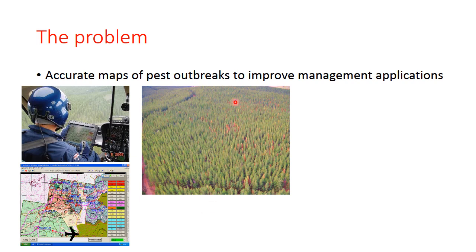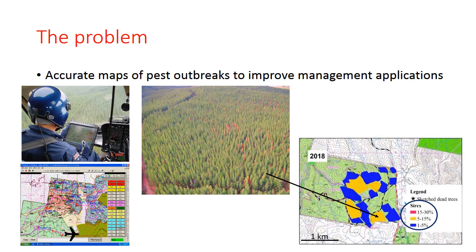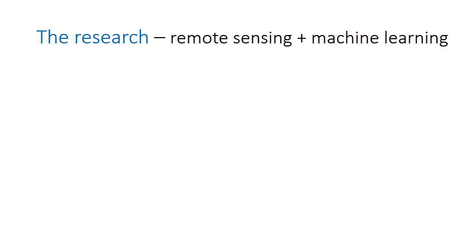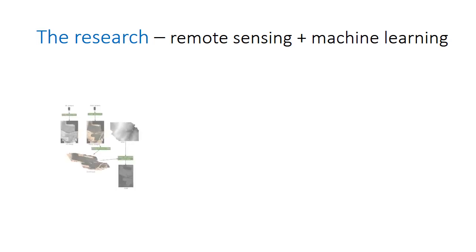In this particular slide, you can see some intense areas of tree mortality and some lower areas of tree mortality. The maps that we produce from the aerial sketch mapping are fairly broad brush. They're relatively big areas and broad classes of severity. So what we looked at here was how we can fine-tune this process to produce better outcomes for the growers. What we did was combine remote sensing technologies with machine learning to see whether we can produce better outputs.